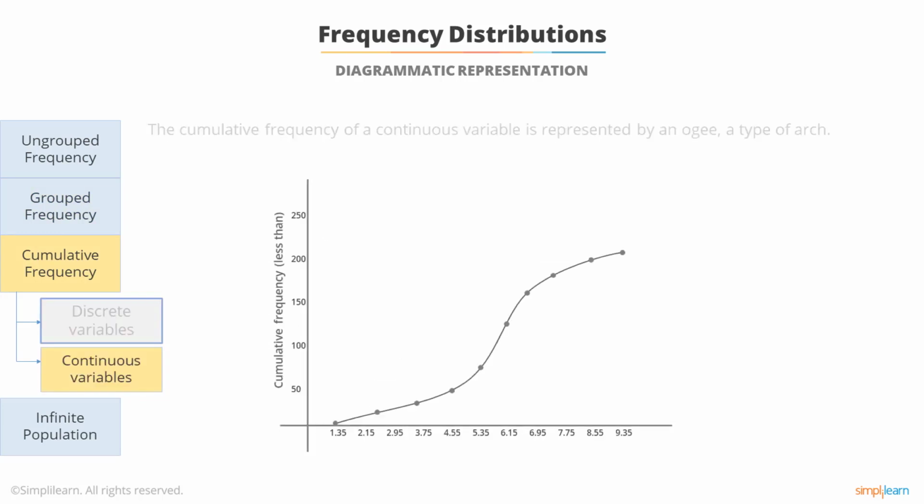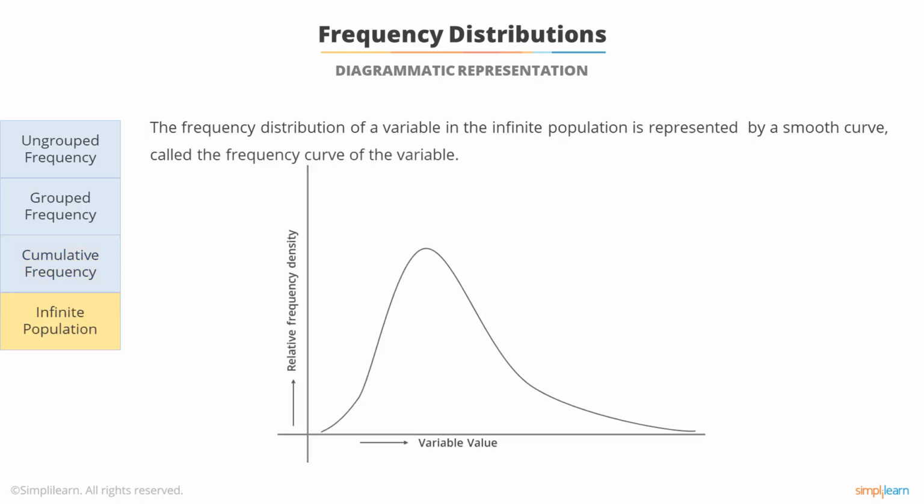If the data is continuous, we could even have a cumulative frequency of that continuous variable represented by an ogive, which is this type of arch. Also with frequency distributions of a variable, with this infinite population, it's represented by a smooth curve, and this is the frequency curve of the variable.